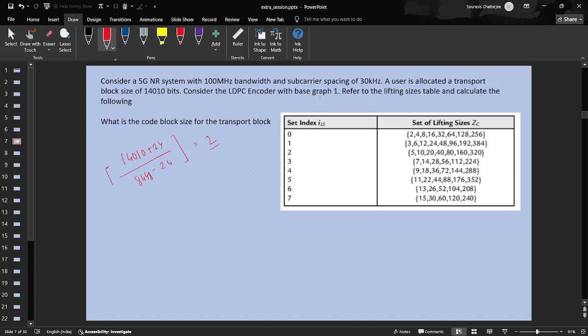So what should be my next operation? I have a transport block of size 14010, and a transport block CRC of size 24. On top of that, I have to append the code block CRC. There are two code blocks, so plus 2 times 24. So it's 14082. Fine.